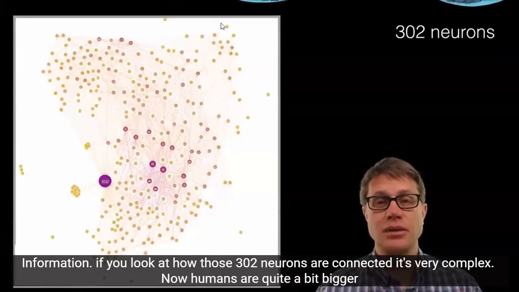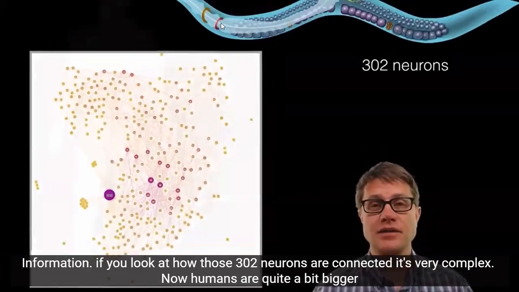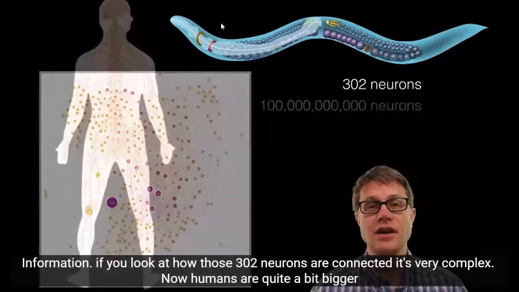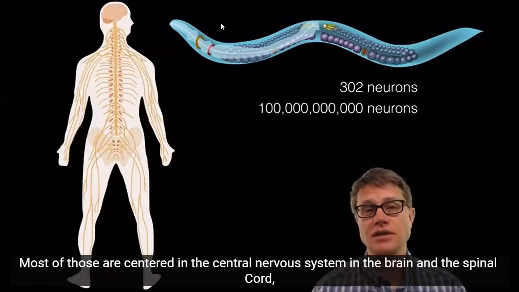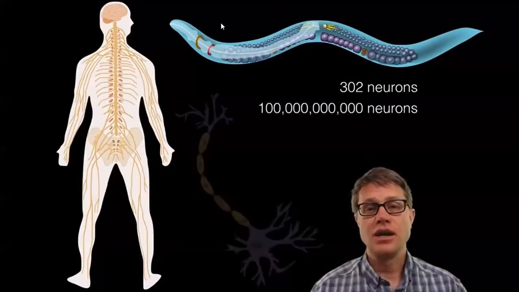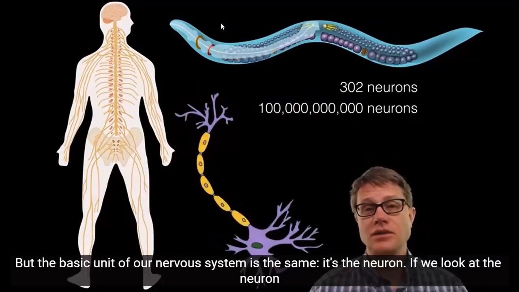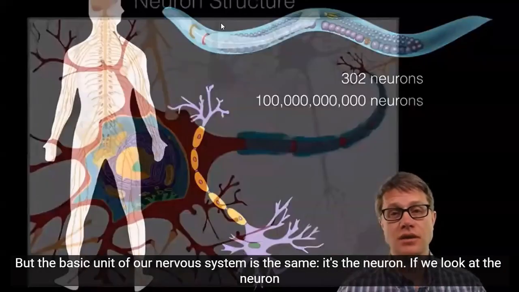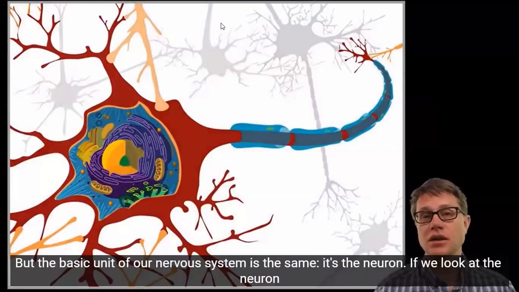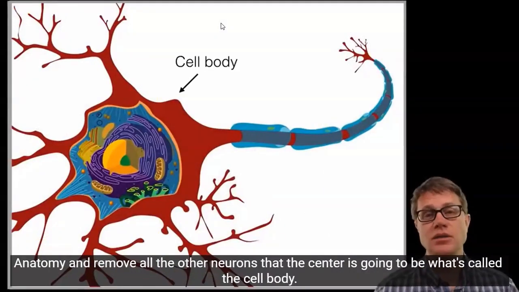Now, humans are quite a bit bigger, and we have 100 billion neurons in our body. Most of those are centered in the central nervous system, in the brain, and the spinal cord. But the basic unit of our nervous system is the same. It's the neuron. If we look at the neuron anatomy and remove all the other neurons, the center is going to be what's called the cell body.